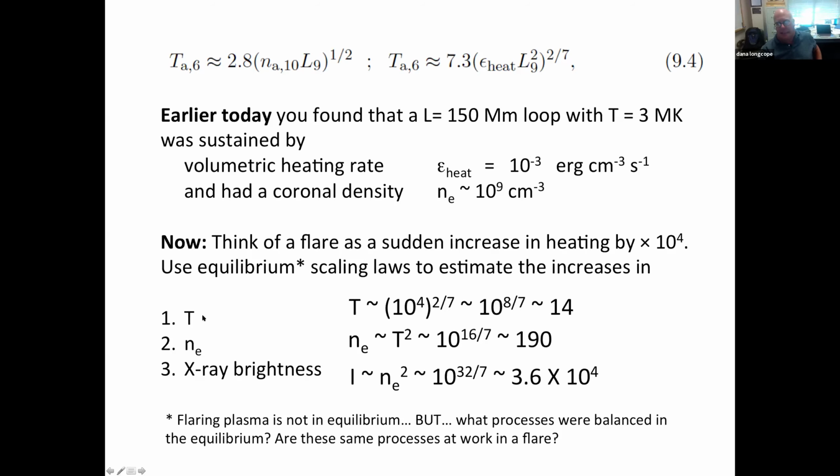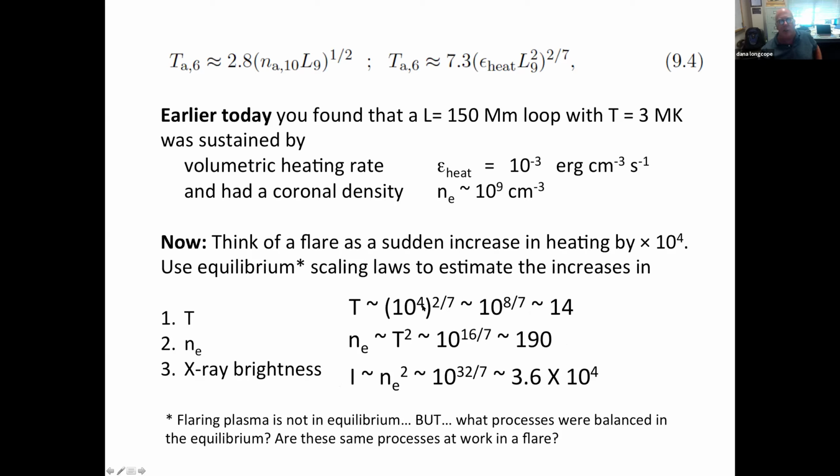So the temperature goes up, and if it was 3 million, now it's like 30 million or something. That's kind of impressive, but it's not giving us a 100-fold increase or even more. The density is the important thing. The density goes as temperature squared. That goes up by 16 over 7. It goes up by a factor of 200. And the radiative output, if you just use the n_e squared and you don't take the temperature dependence, goes up by 30,000.